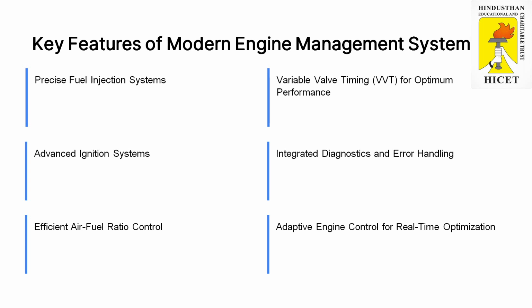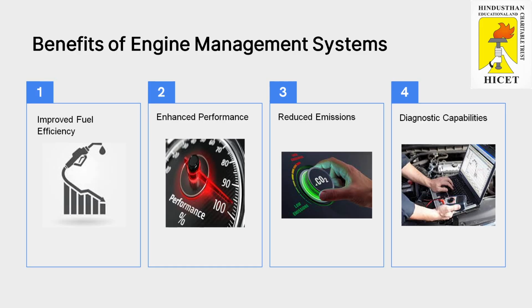And the last one is adaptive engine control for real-time optimization. Based on real-time operations and requirements, adaptive systems are used. For example, if you look at ADAS, it automates functions. It can vary the air-fuel ratios, like power and torque, everything that is made possible in these adaptive engine control techniques. So what are the benefits of the engine management system?